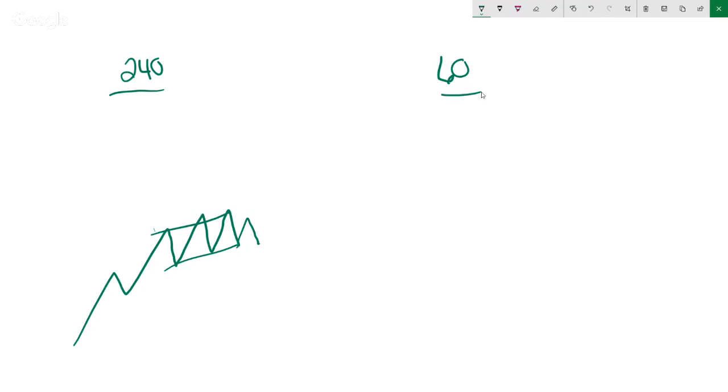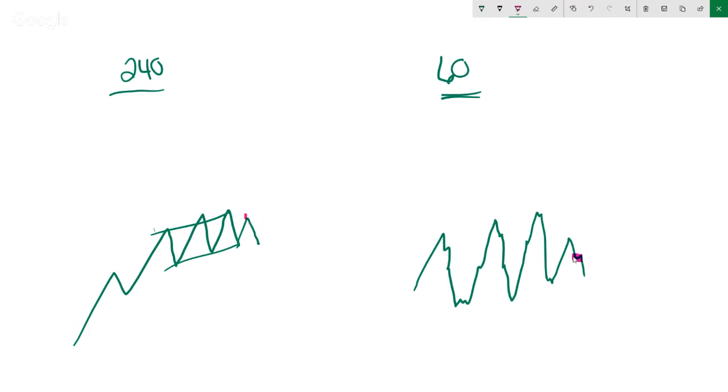But in my 60, I might have identified, so the 60 might look more like this, in that we are still putting in slightly, right? So on the 60, I've put in a little bit. So now I may say, you know what? Since we've put in a lower high here on the 240, I might be willing to look at this as an opportunity to get short on the 60.